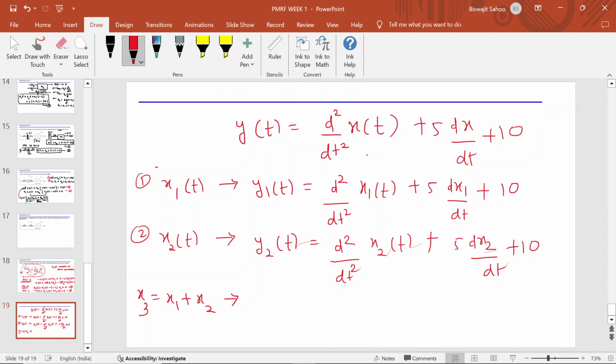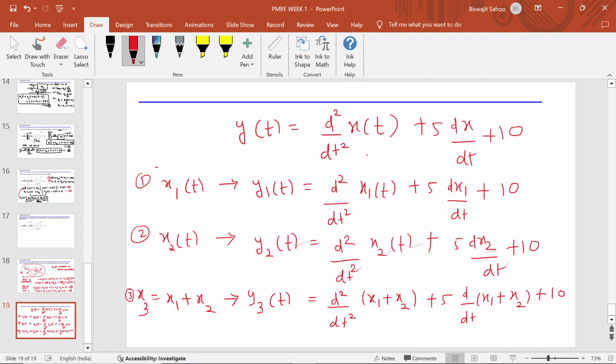So now y3(t) is equal to, wherever x is there in the first equation, you have to replace it by x1 plus x2. So this will be d square by dt square of x1 plus x2, plus 5 times d by dt of x1 plus x2, plus 10, right? You understand these three equations?